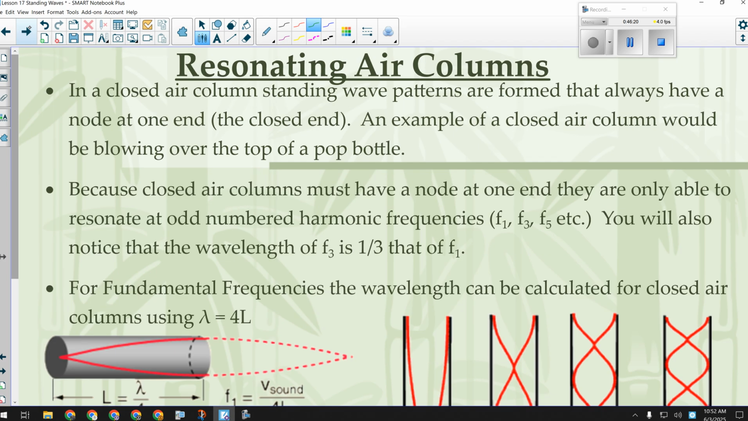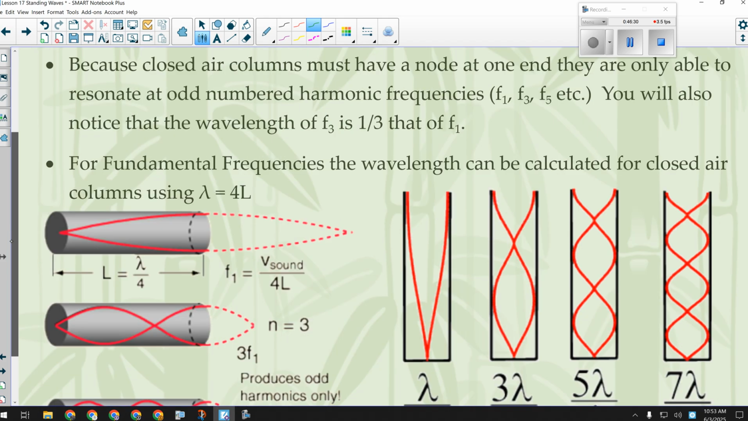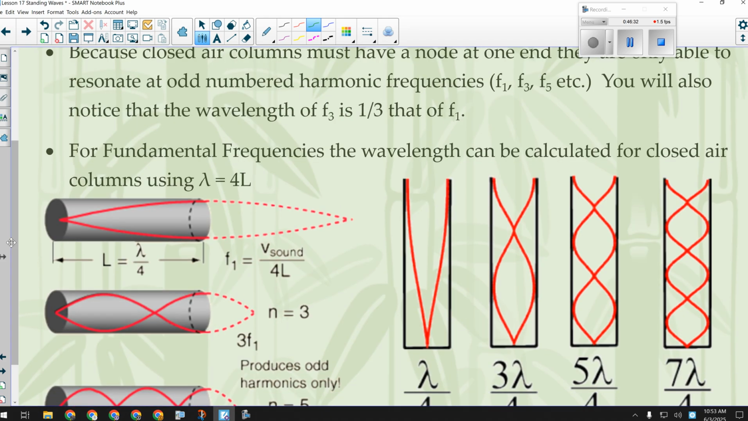Okay, so closed air columns. That's the ones we're going to look at first here. That's what we just did. Closed air columns are closed at one end, and they only resonate when there's an antinode at the top. The first sound you hear is the fundamental frequency of that tube, and that first antinode is 1/4 of the wavelength.